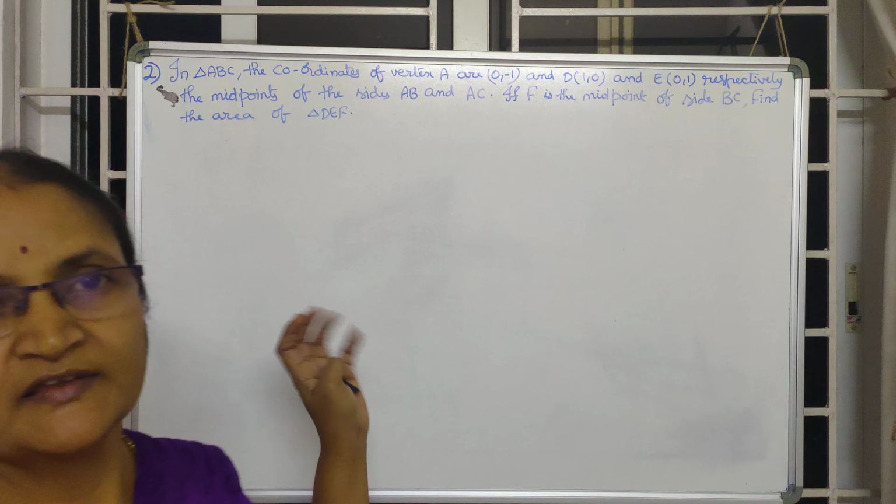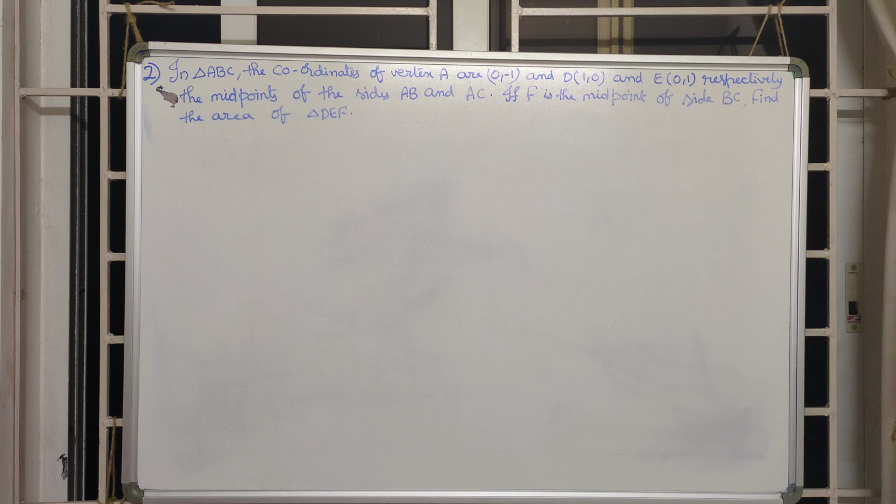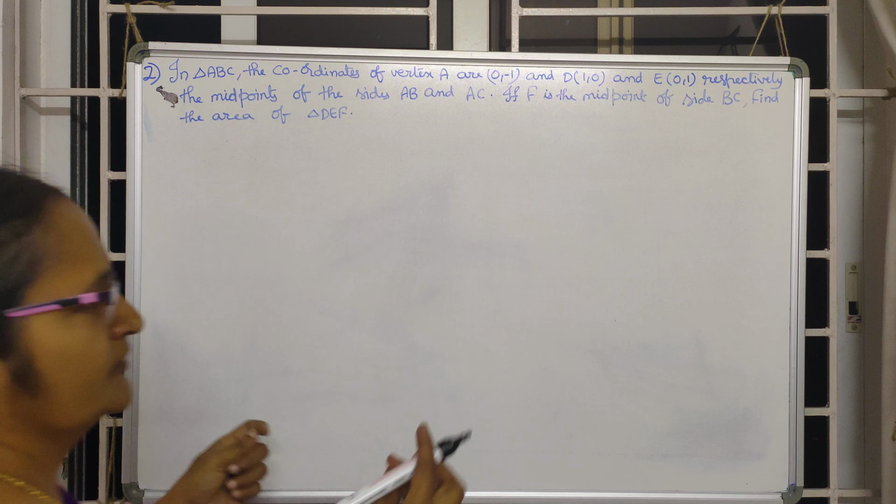Hi everyone, let us see the next example. In triangle ABC, the coordinates of vertex A are (0, 1), and D (1, 0) and E (0, 1) respectively are the midpoints of the sides AB and AC. If F is the midpoint of side BC, find the area of triangle DEF.